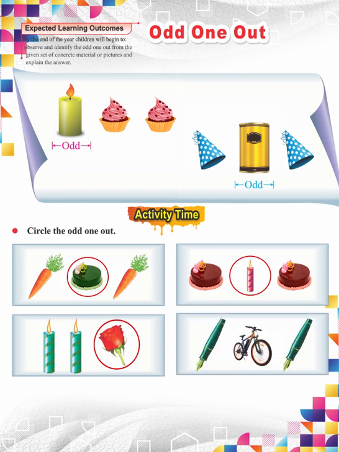In picture 4, you see 2 fountain pens and 1 bicycle. Bicycle is odd, so circle the bicycle.